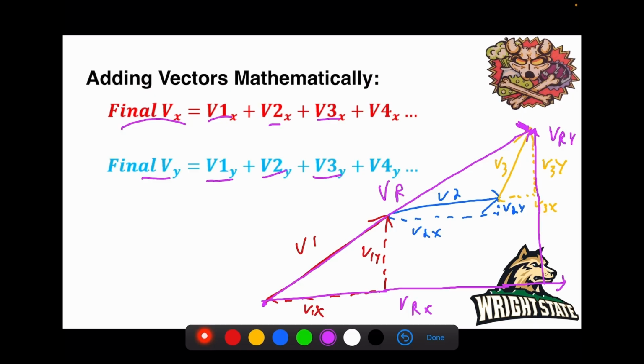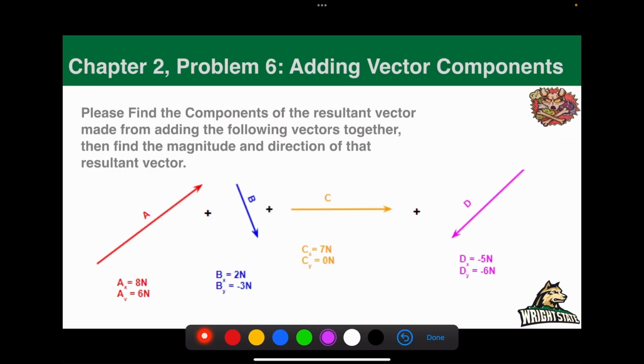So if V1x is 5, if V2x is 2, and V3x is 3, then VRx is just going to be 5 plus 2 plus 3 for 10, right? All we're doing is we're adding together all of those changes to get the total. So we can say that our final x component is equal to the sum of all the x components, and our final y component is equal to the sum of all the y components. So basically now we can add any number of different vectors together and get the sum by just breaking all of them into components and adding them together. Very simple. Okay, so why don't you guys try it in this next example question?